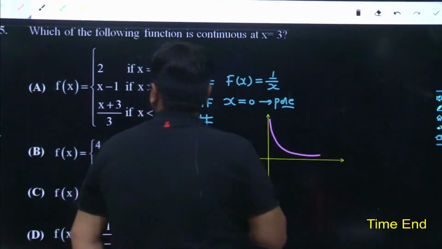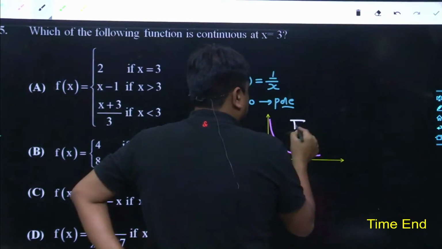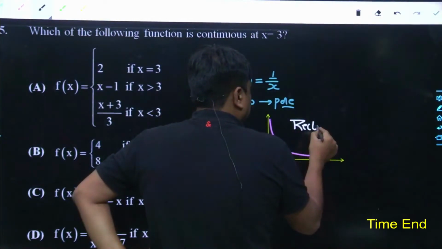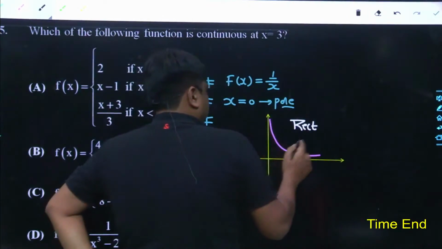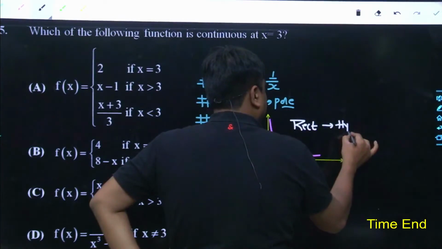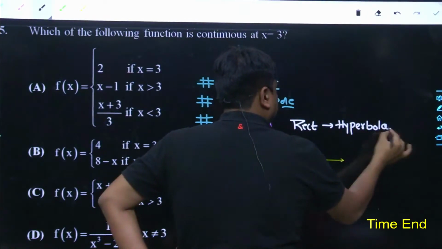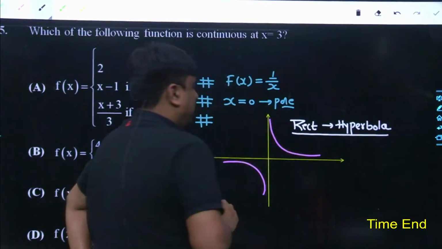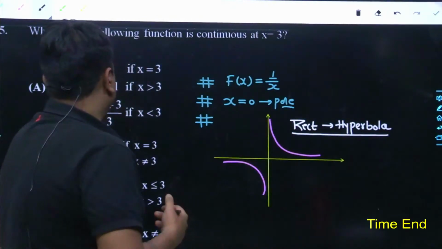And this is also called a rectangular hyperbola. This structure is called a rectangular hyperbola. You might have seen that although it looks smooth, it resembles a rectangular structure. This resembles a rectangular hyperbola. And at x equals 0, obviously it is discontinuous.